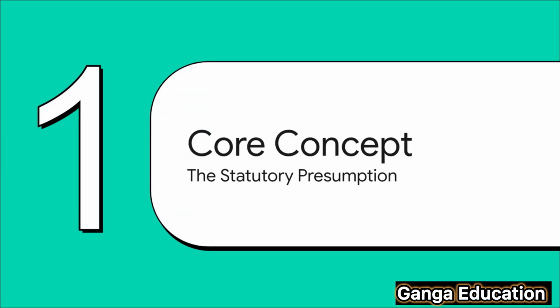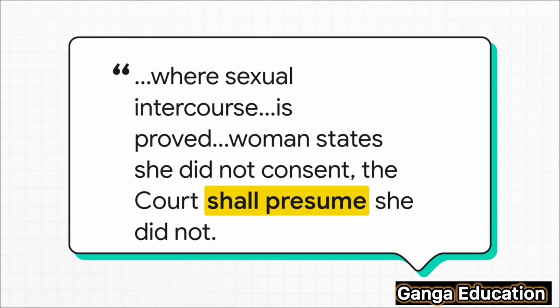At its very heart, Section 120 is all about a statutory presumption. So what does that mean? It means the law itself creates a legal assumption that works in favor of the victim in rape prosecutions. To really get this, let's look at the exact wording from the BEAR Act. The language here is incredibly direct and very powerful.